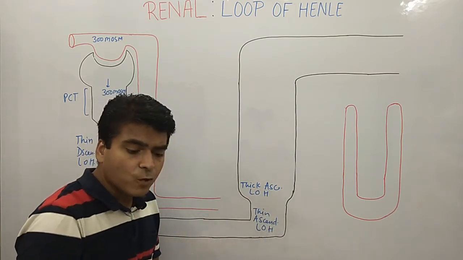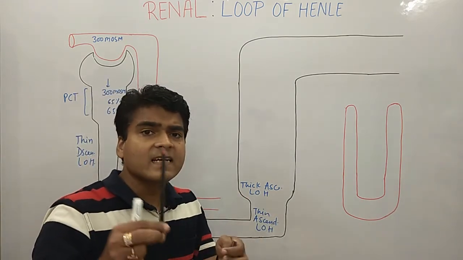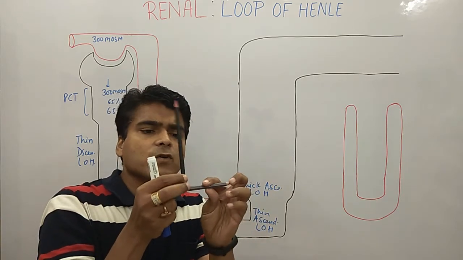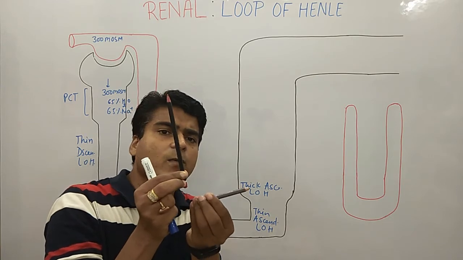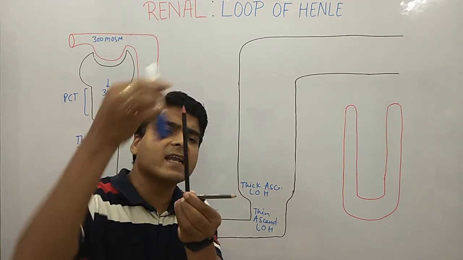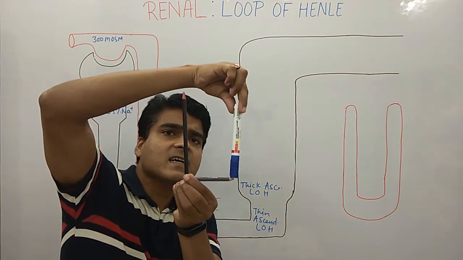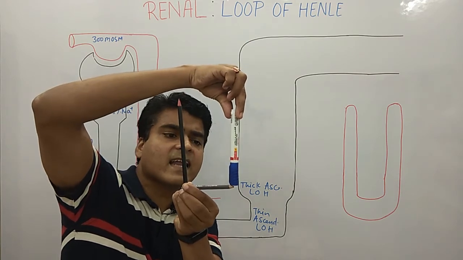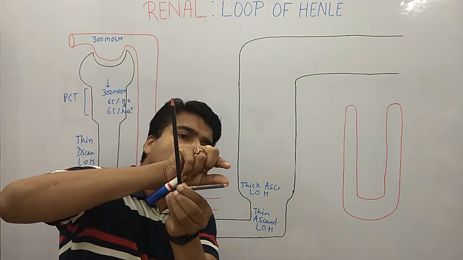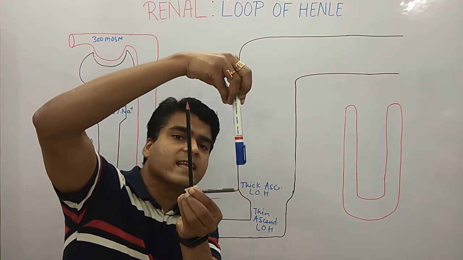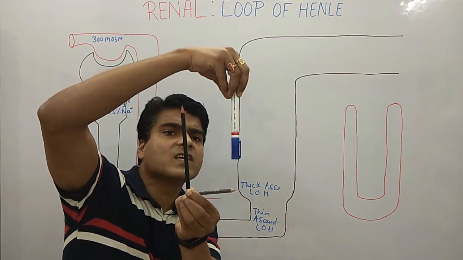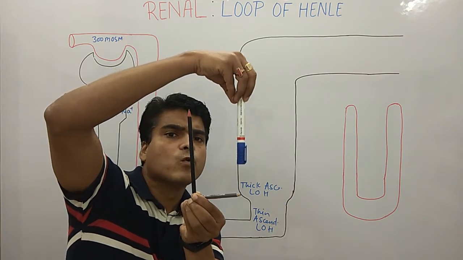If we assume this structure, it is like this. This is the thin area, the thin descending loop of Henle, then this is the U-turn, and then this is the other thick area. Clear everyone? Here we have a small part of thin area, and then further we have a thick area. So this is the structure of the loop of Henle.